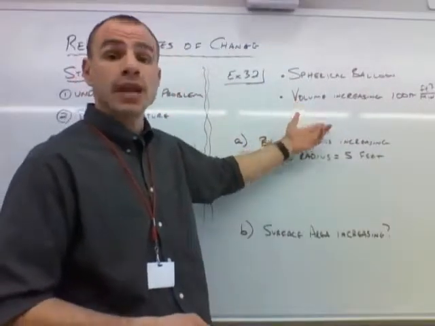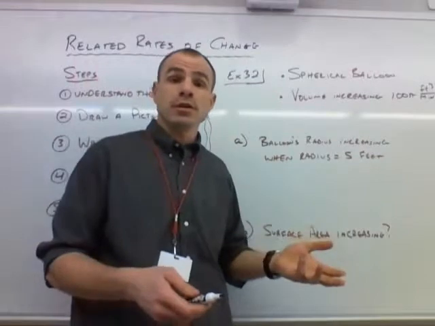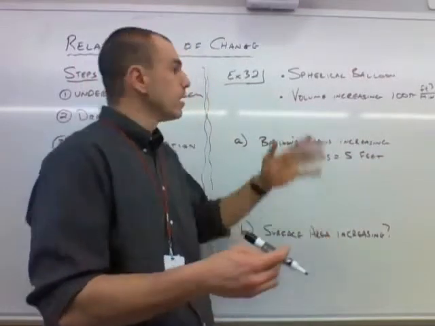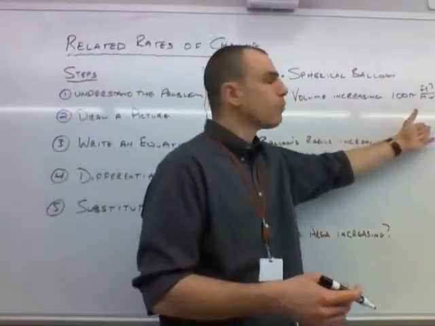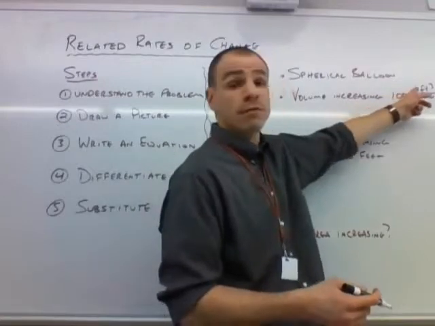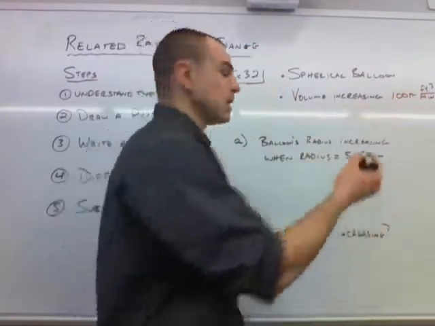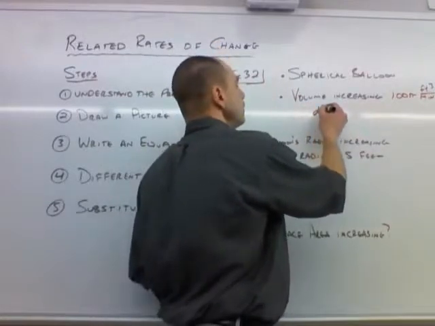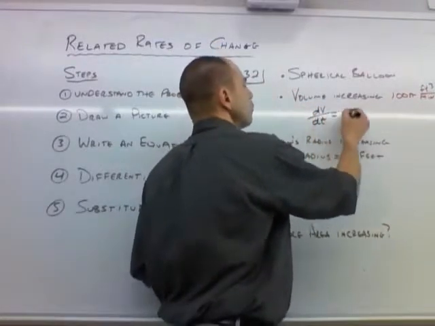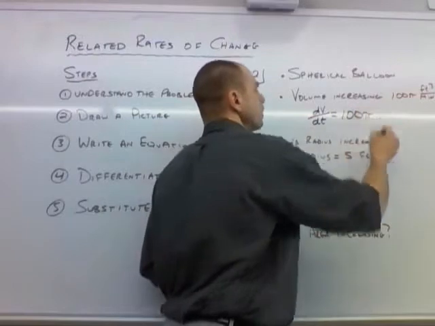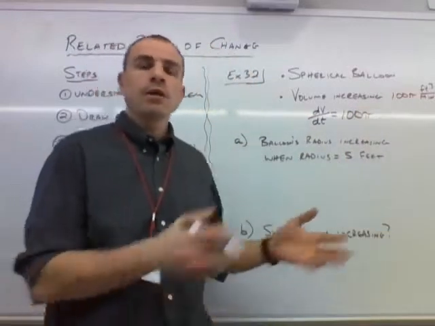We need to assign this value to a particular variable. Hopefully, as you're seeing these and doing them more and more, we can see that we've got volume units, cubic units over time. So this is dV dt. So dV dt, we're told, is 100 pi. That's our given. And we've got two parts to the question.